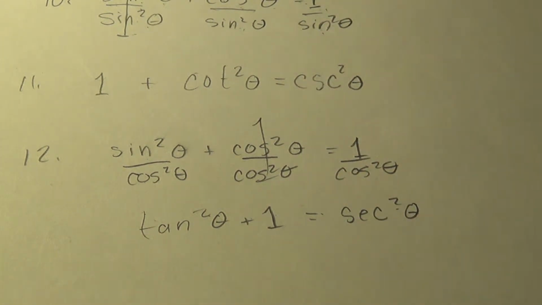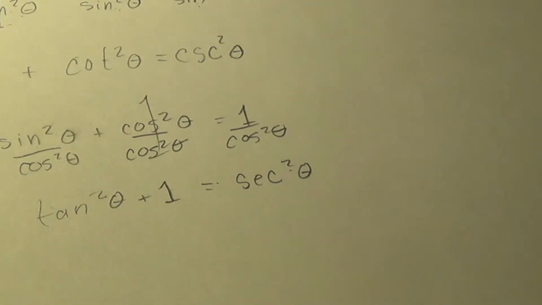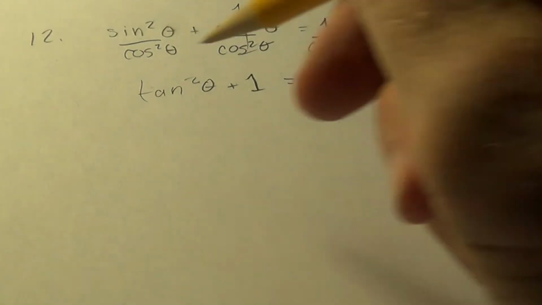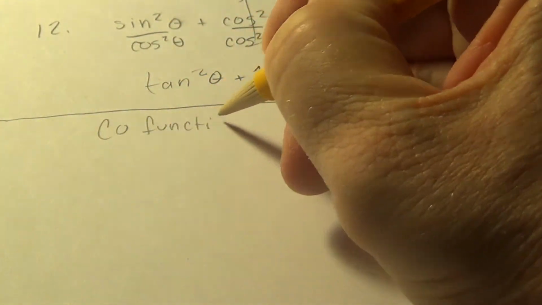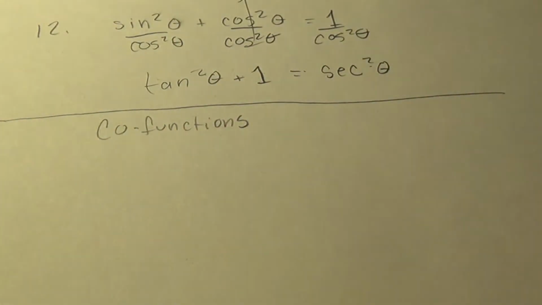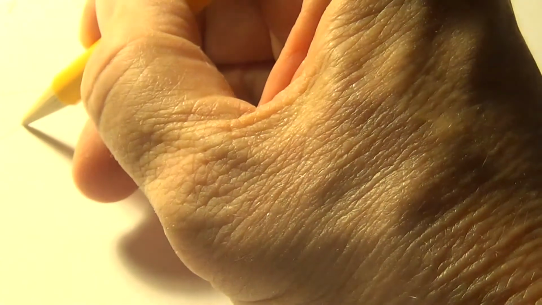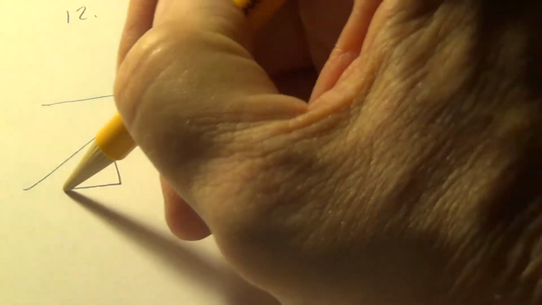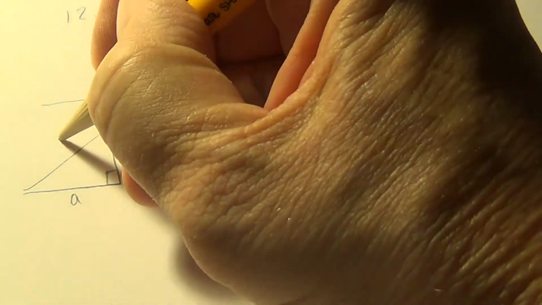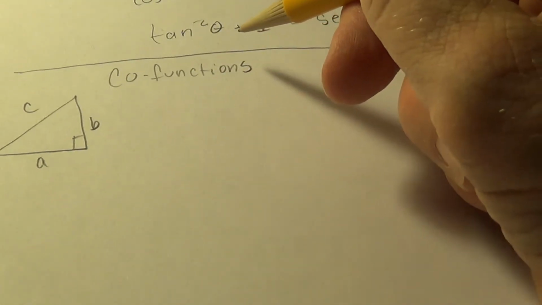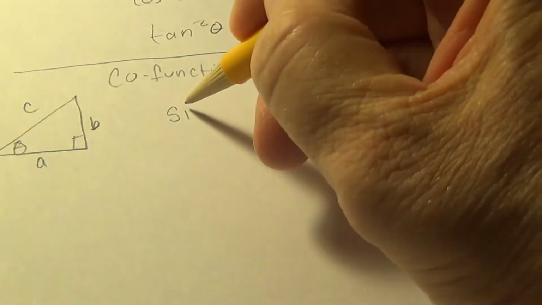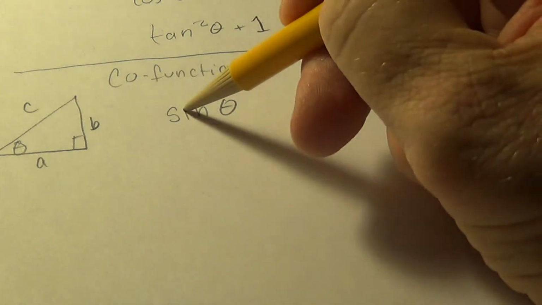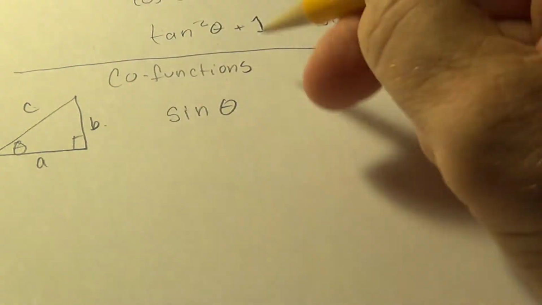Alright, let's see what other trig IDs are floating around. The other ones that I want to mention are the ones that are called cofunctions. Cofunctions are like this. Let's go back to our triangle so I can get this out of you. A, B, and C. So I was wondering, what is sine? If this is theta, what is sine of theta? So sine of theta is opposite over hypotenuse.